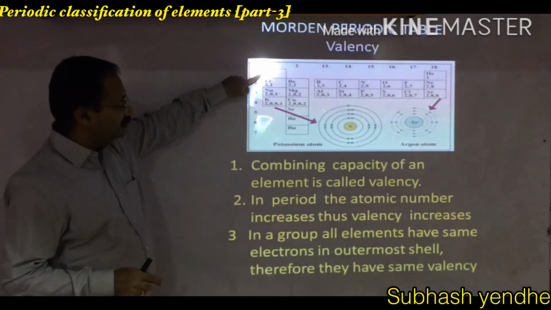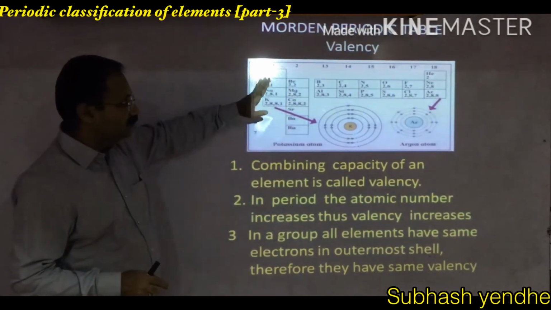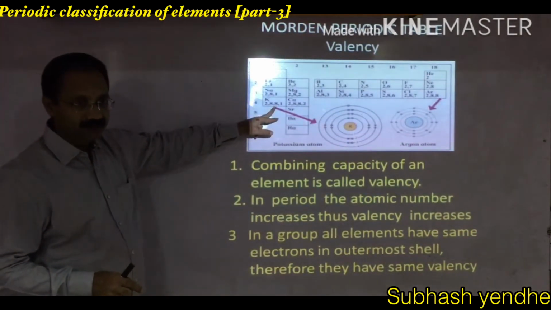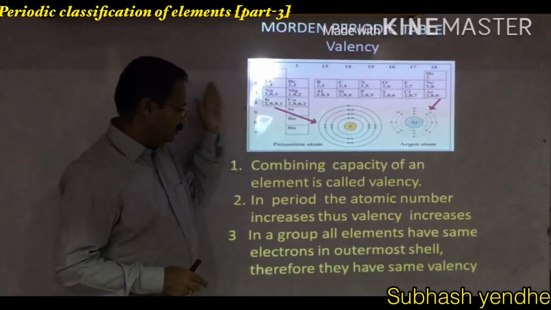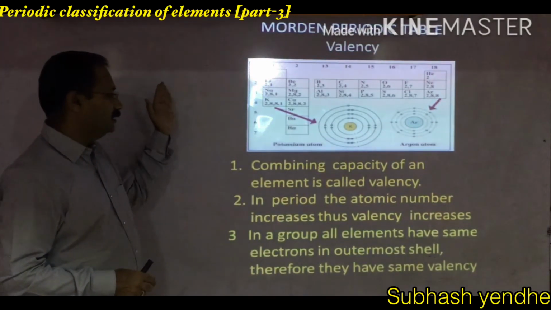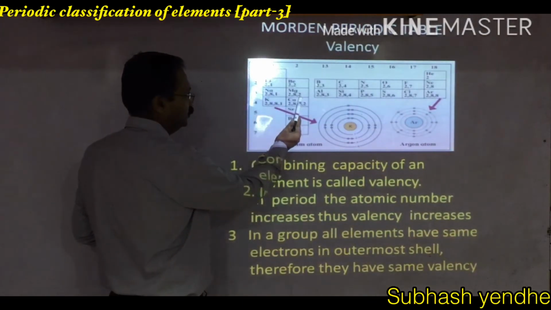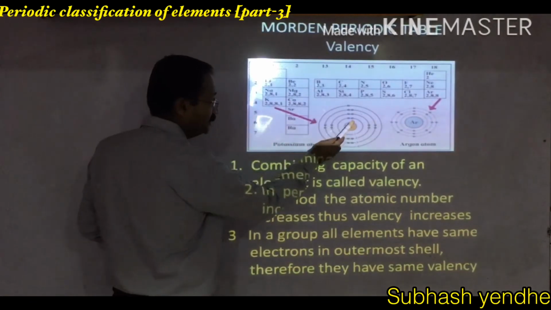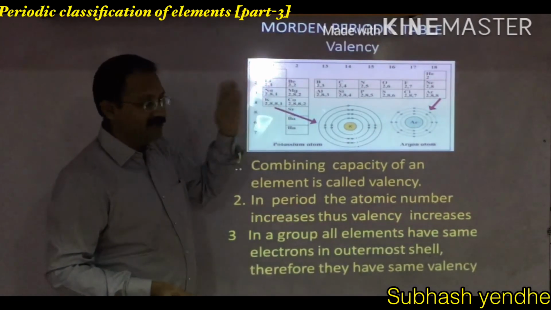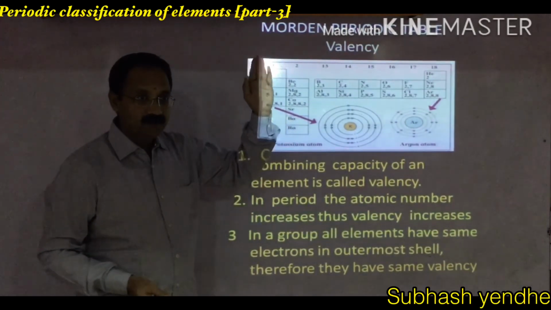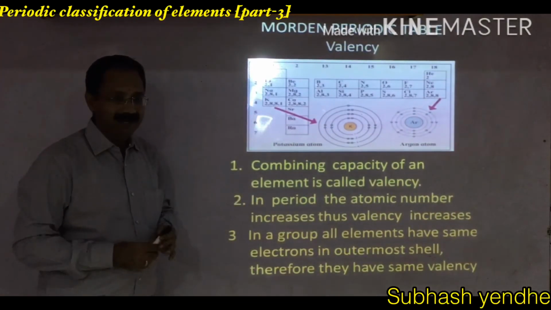So see this one, all have one electron in the outermost shell, therefore they lose the one electron to get the complete octet, and therefore they have the valency 1. Same thing, you will find that in a period as atomic number increases, the valency increases: 1, 2, 3, 4, and after that it decreases, because 5, 6, 7 and 8 it decreases up to group 18. This is about the valency.